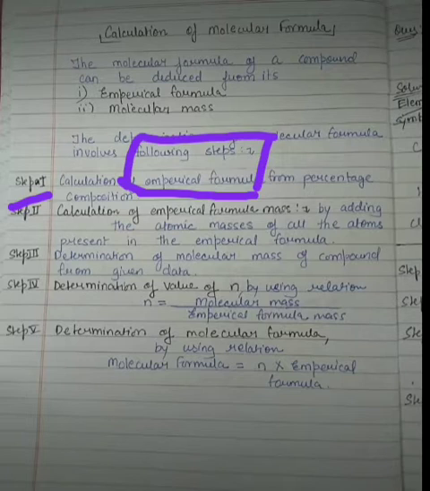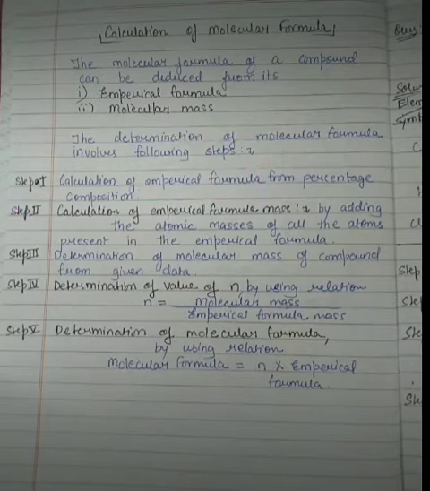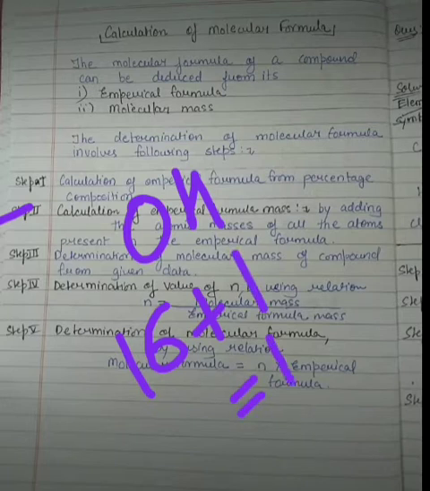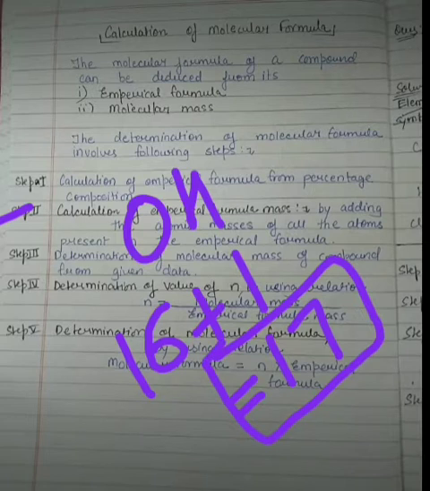Now after calculating the empirical formula, the second step is to calculate the empirical formula mass. Suppose any compound's empirical formula is OH. You have to calculate its empirical formula mass. It will be 16 for oxygen and 1 for hydrogen, so it becomes 17. This is the empirical formula mass.